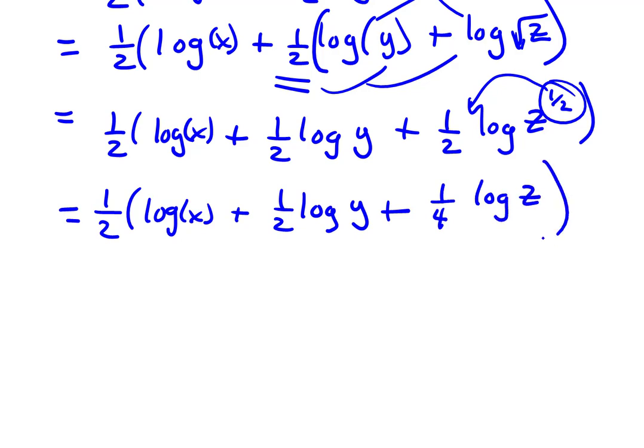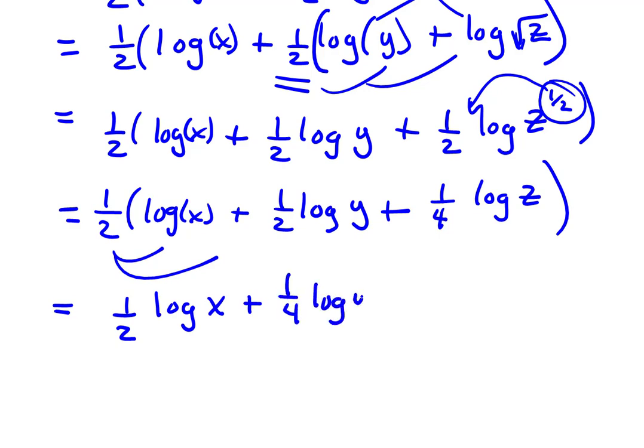Okay, finally, all the exponents are used up. The only thing left to do would be to distribute this 1/2 that's way out in front to all the terms, which would give us a final result of 1/2 log of x plus 1/4 log of y plus 1/8 log of z.